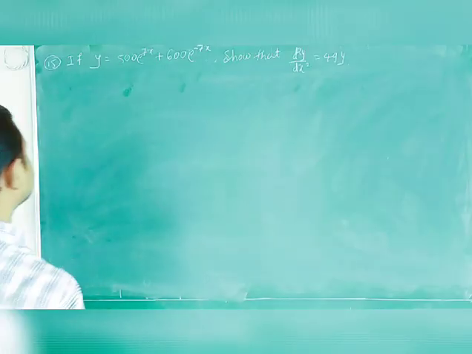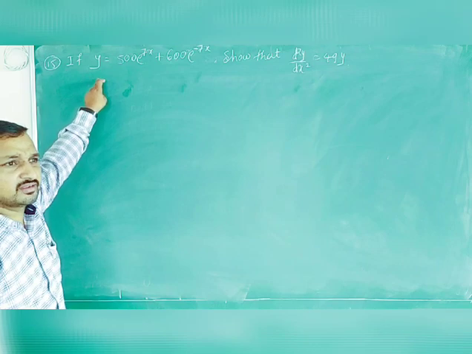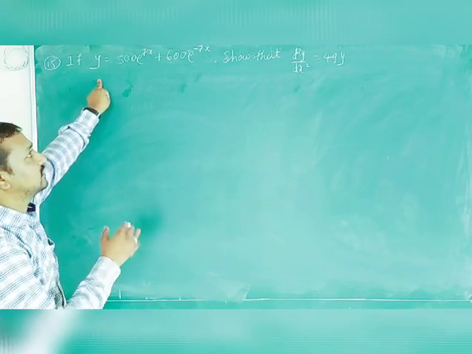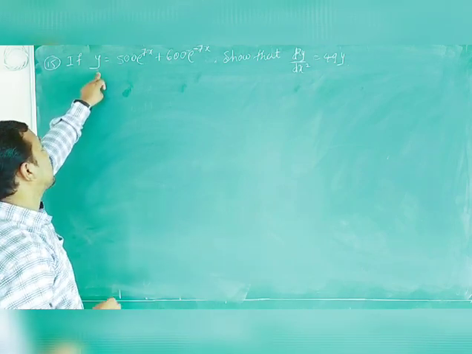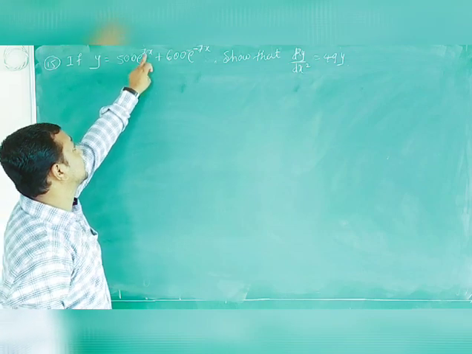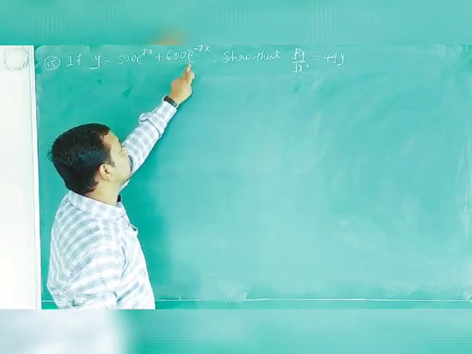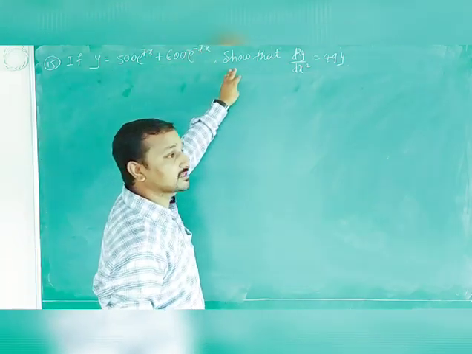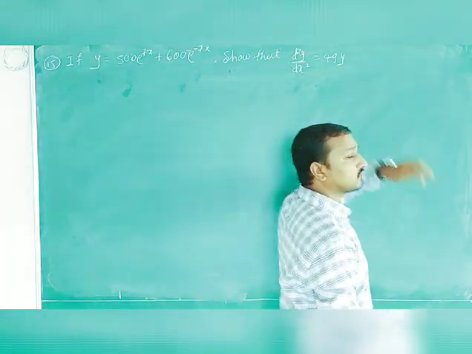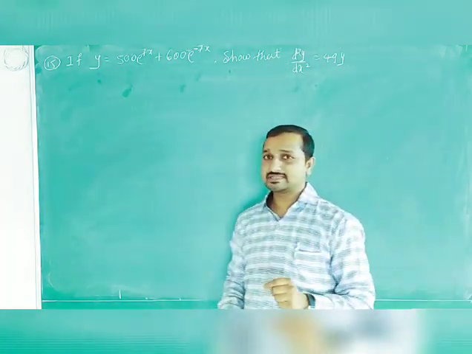Students, this is also an example. Not important, but here it is. Also a very easy example. y equal to 500 into e raised to 7x plus 600 into e raised to minus 7x. Then show that the second derivative is equal to 49 into y. Very simple example it is.